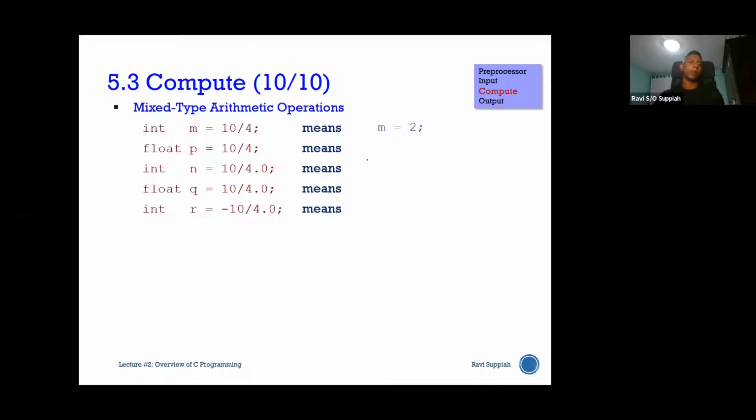Now, how do you deal with it? Because m is declared as an integer, only the whole number gets assigned to m. So the truncation happens.